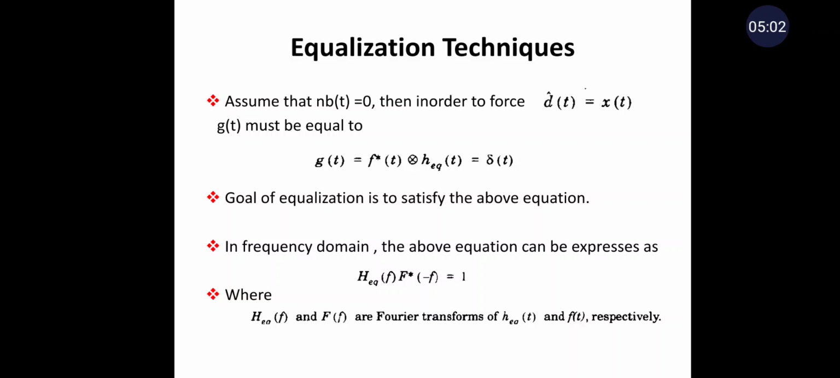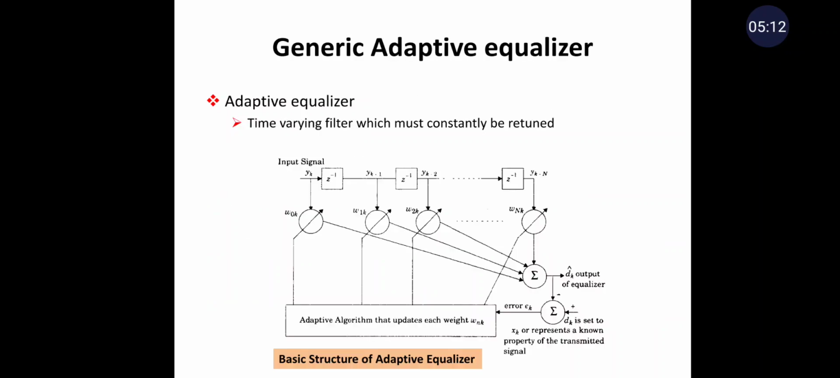Capital H indicates the Fourier transform of Heq(t), and capital F indicates the Fourier transform of small f(t). So this is the basic structure of an adaptive equalizer. In an adaptive equalizer, we have a time varying filter which must continuously be retuned. The input signal is applied, and here we have several delay elements, and an adaptive algorithm that updates the weight of each filter.